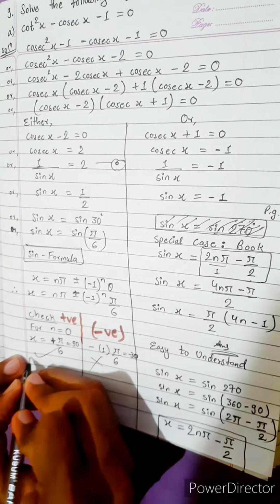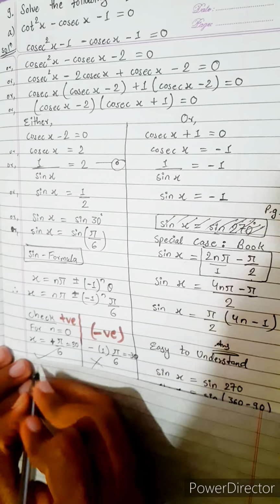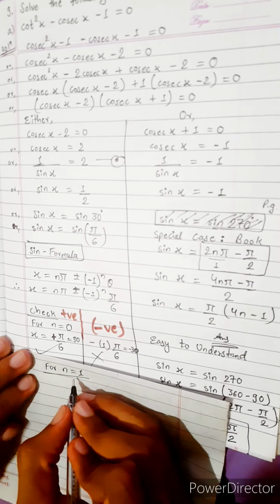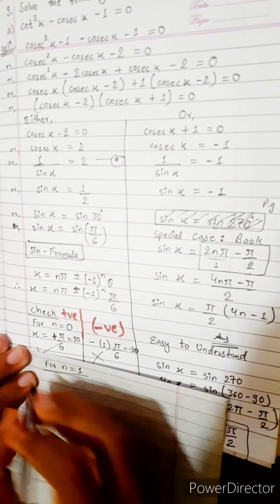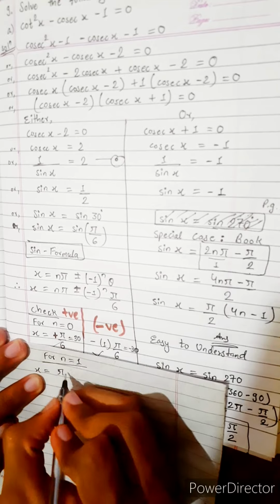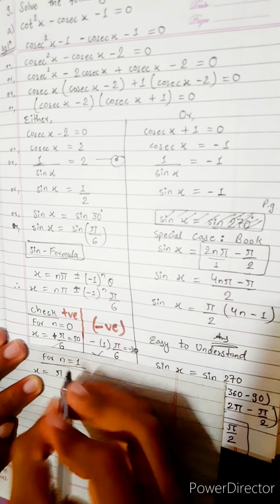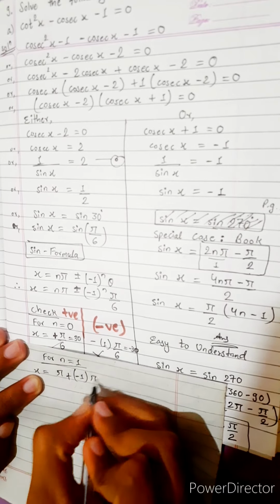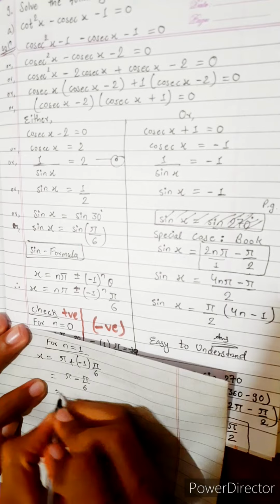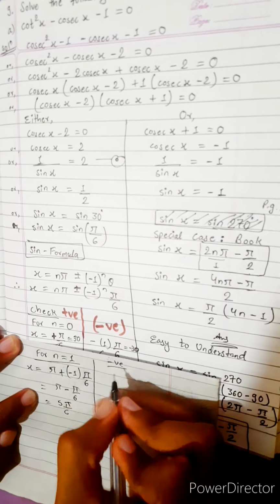Let's try one more thing, in rough here. For n equals minus 1, no, let's not take negative, let's take positive. For n equals 1, x equals n pi, which means 1 pi. We are taking positive here, plus. And minus 1 power 1 means minus 1 pi by 6. This is pi minus pi by 6, which is 5 pi by 6. This is taking positive. Now taking negative.